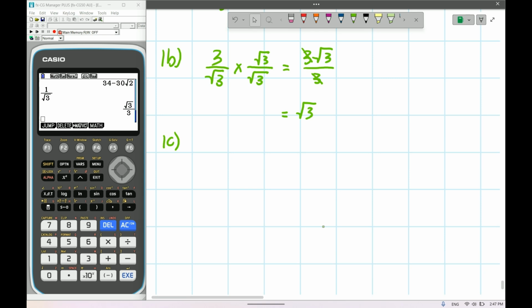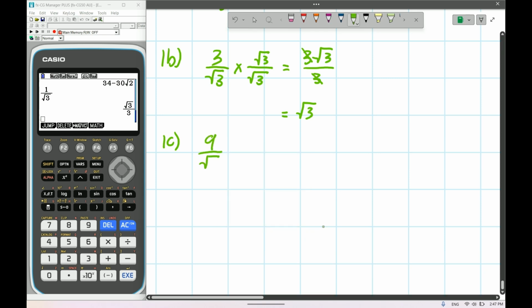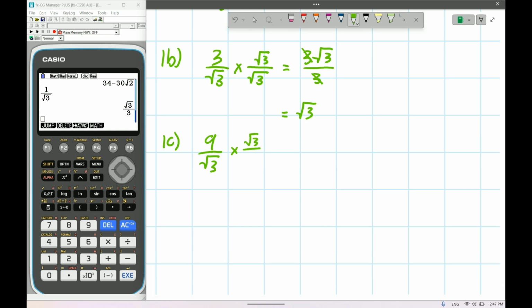All right, 1C, 9 over root 3, multiply that by root 3 over 3, so root 3 over root 3, so once again that becomes 9 root 3 over 3. And you can cross these off a little bit, so you're left with 3 root 3 as your final answer. Cool.